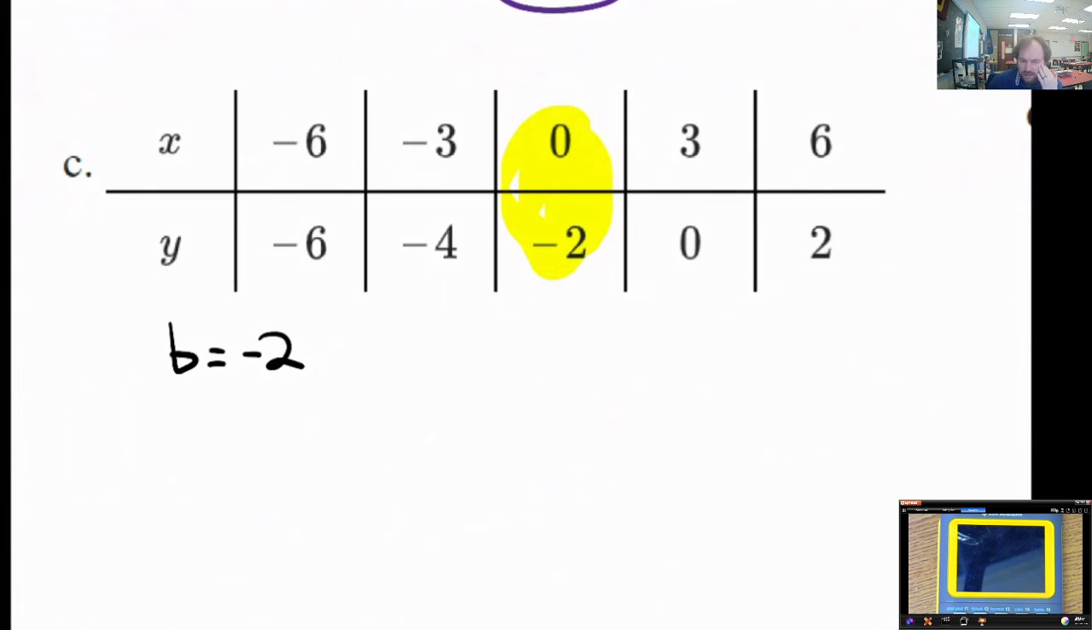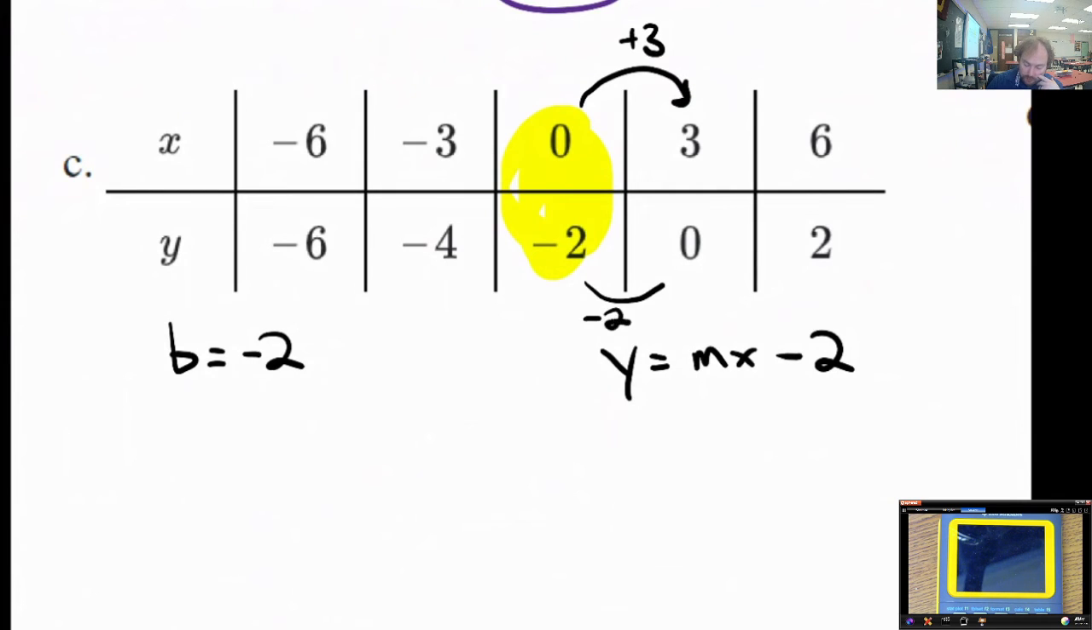That's pretty nice. So whatever our equation is, I know it's going to be y equals some slope times x minus 2. I know we're there at least. As far as the slope goes, you could pick any 2 points and do the slope formula. I'm just going to choose these 2 right here. For x, it's an increase of 3. And for y, it's an increase of 2, from -2 up to 0.